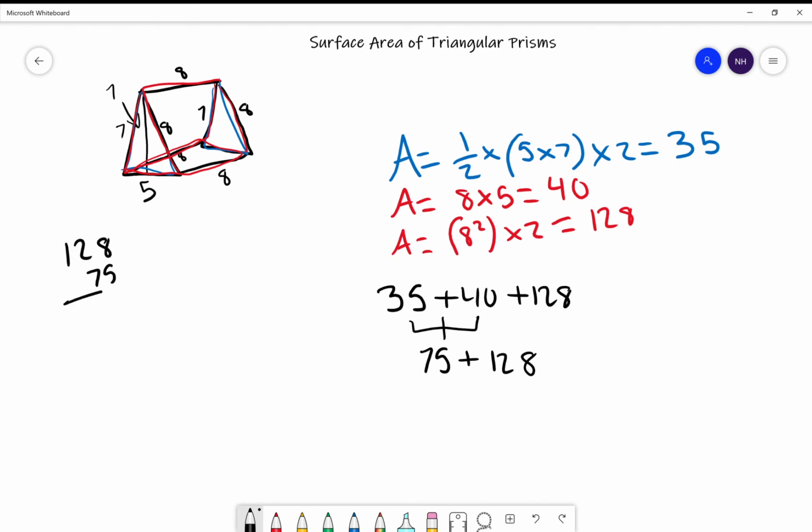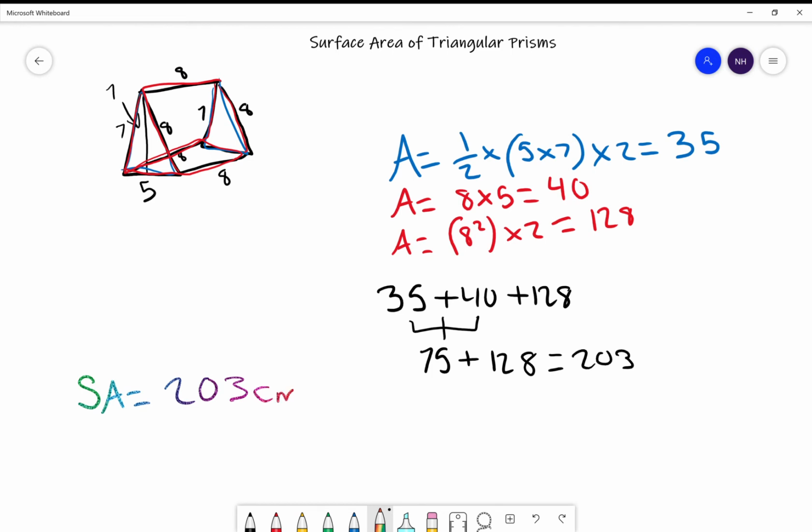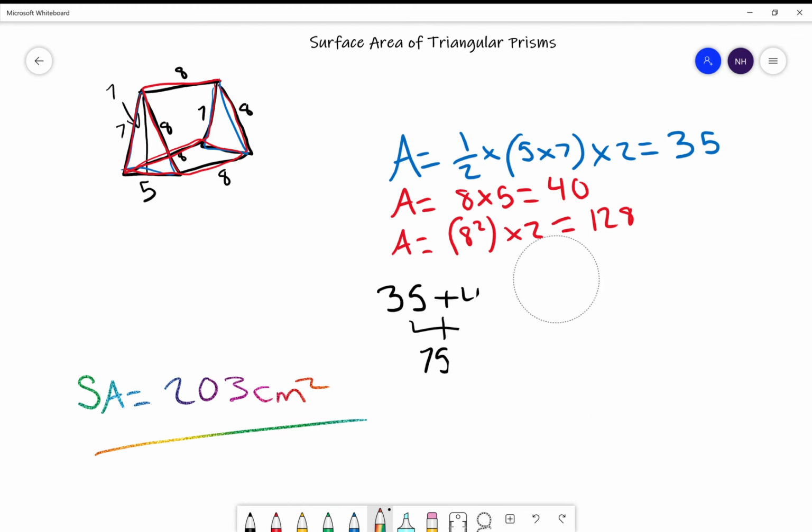You don't need to do it in your head. So the surface area of this triangular prism is 203. You can always decide what units you want to use. I like to use centimeters squared. That is the answer to this problem. Let's do one more.